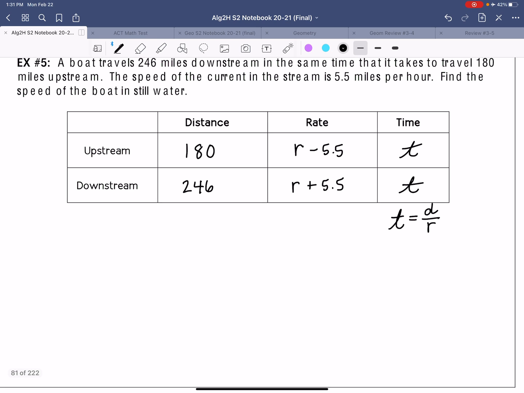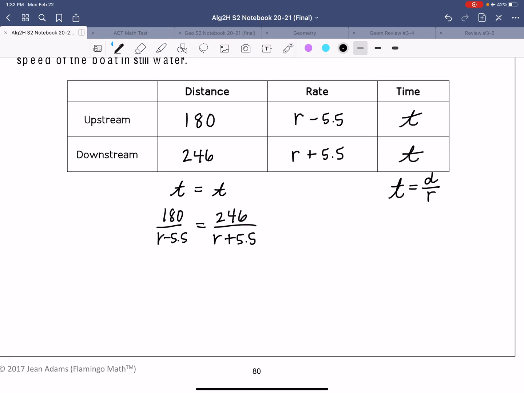So we can set up a proportion, okay? Time equals time. So this is the same amount of time. So t equals t. But we can go ahead and replace that with d divided by r. So d divided by r equals d divided by r. So my distance, 180, divided by my rate, r minus 5.5, is equal to my distance, 246, divided by my rate, r plus 5.5. So I just used substitution.